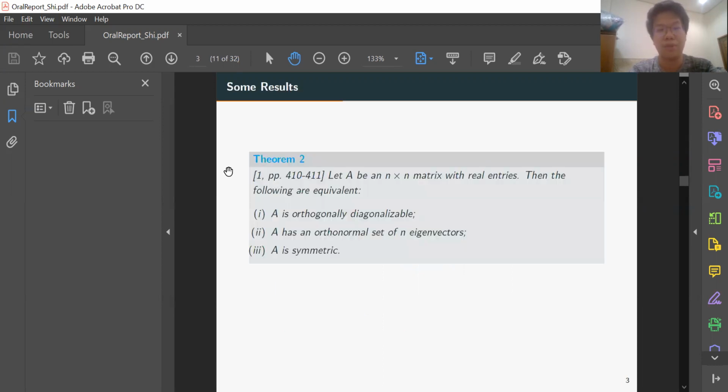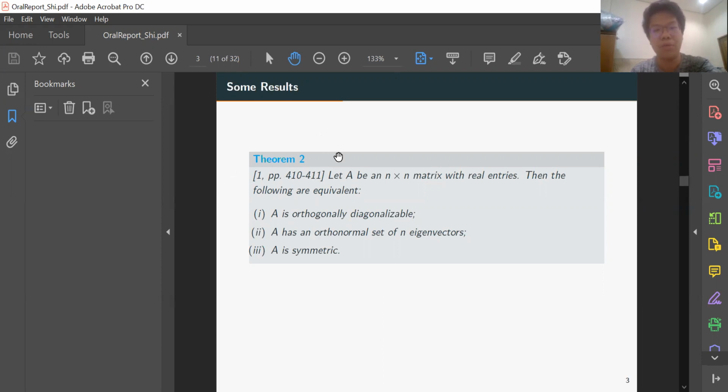Now we present some results. Let A be an n by n matrix with real entries. Then the following are equivalent. A is orthogonally diagonalizable. A has an orthonormal set of n eigenvectors. And A is symmetric.